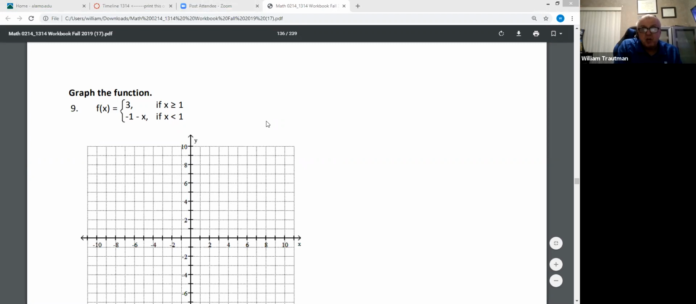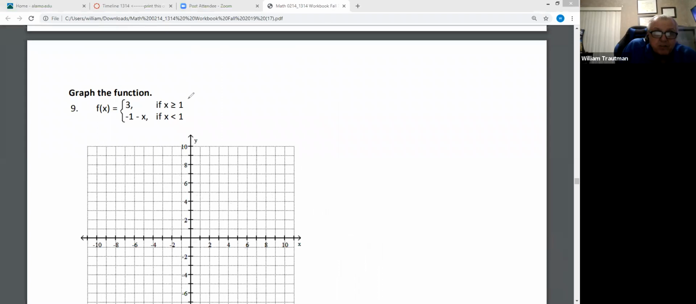So I'm going to split this. Luckily, there's only two functions we have to graph. Watch what I do. Look at the domain here. X is greater than or equal to 1, and X is less than 1. Do you see? So I'm splitting this into two pieces right down the middle at X equals 1.